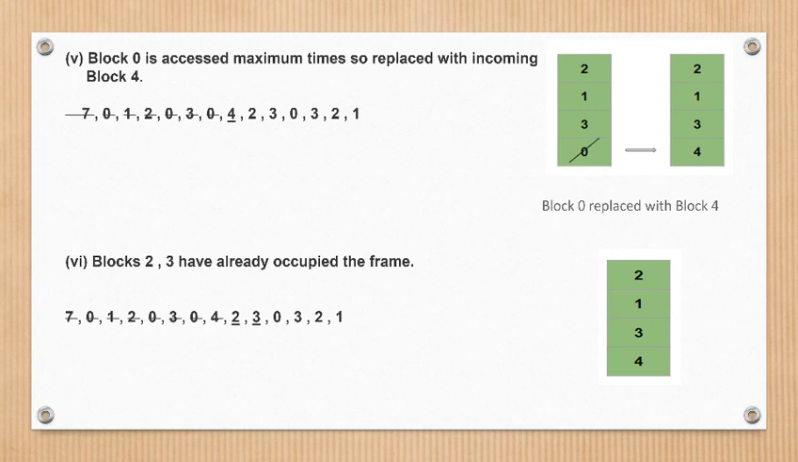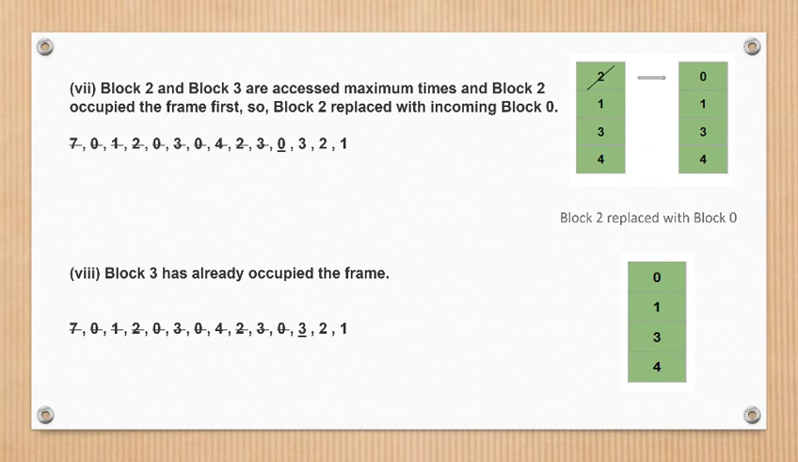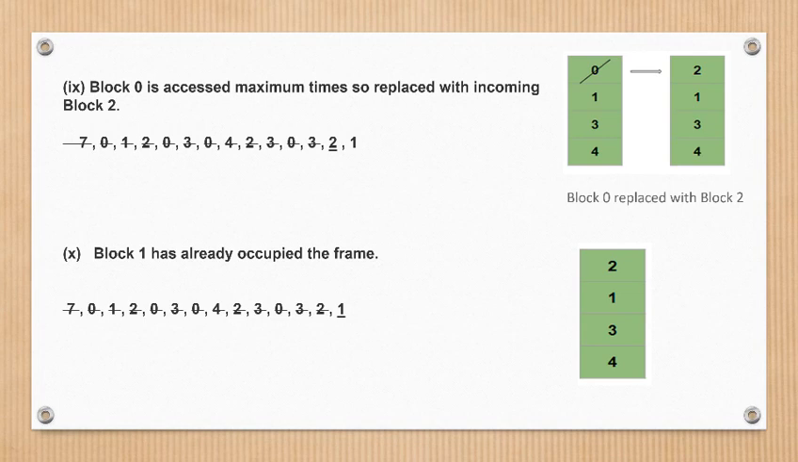Step 6, blocks 2 and 3 have already occupied the frame. Step 7, block 2 and block 3 are accessed the maximum number of times, and block 2 occupied the frame first, so block 2 is replaced with incoming block 0. Coming to step 8, block 3 has already occupied the frame. Coming to step 9, block 0 is accessed the maximum number of times, so it is replaced with incoming block 2. Step 10, block 1 has already occupied the frame.